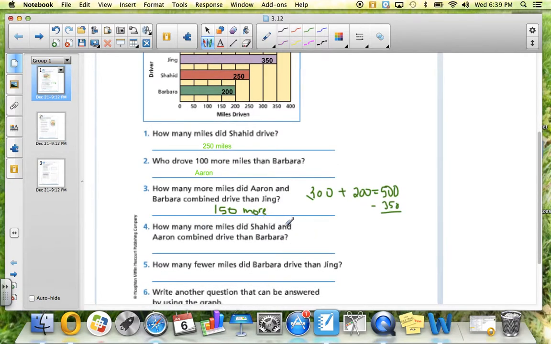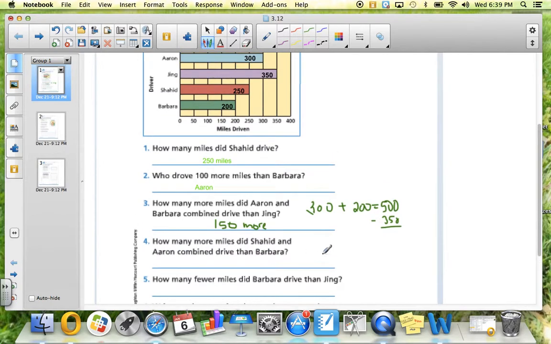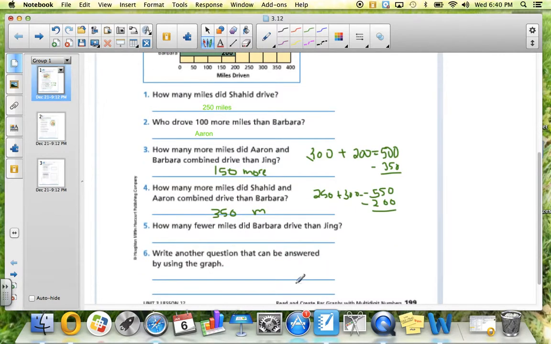Okay, number 4. How many more miles did Shadid and Aaron combined drive than Barbara? So Shadid had 250 plus Aaron's 300, which equals 550. Woo! Goodness gracious. And then we know that Barbara drove 200, so we're going to subtract Barbara, 550 minus 200, to find our answer of 350 miles. And then you would write miles because you're a good student.